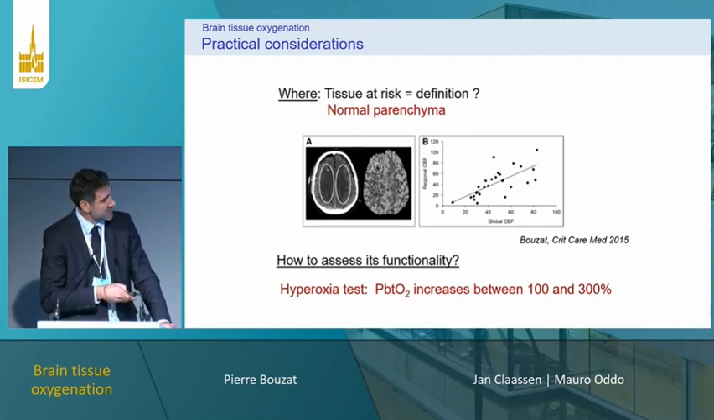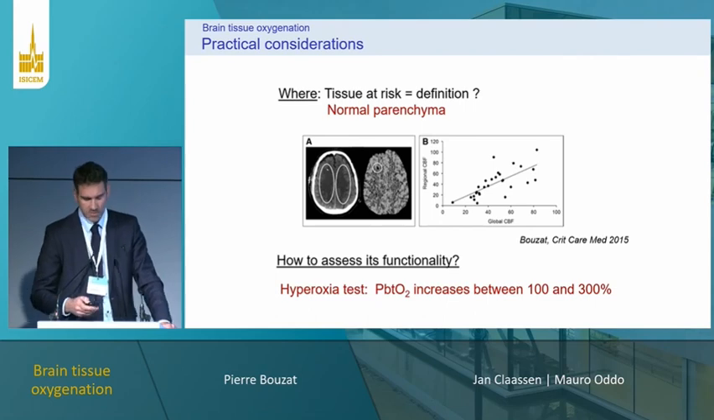How to assess its functionality? You can perform a hyperoxia test, and the PbTO2 should increase between 100 and 300%.